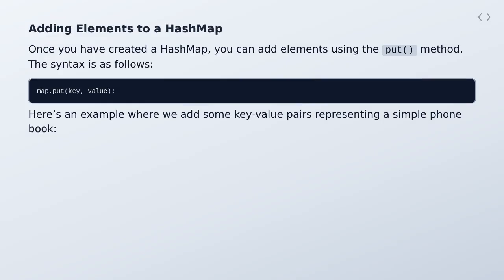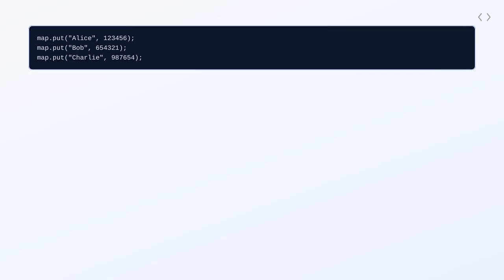This section covers adding elements to a hash map. Once you have created a hash map, you can add elements using the put method. The syntax is as follows. Check the URL and JSON body displayed on screen. Here's an example where we add some key-value pairs representing a simple phone book. Walk through the sample request shown here.